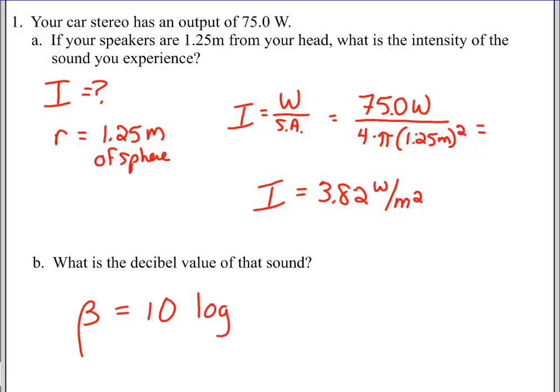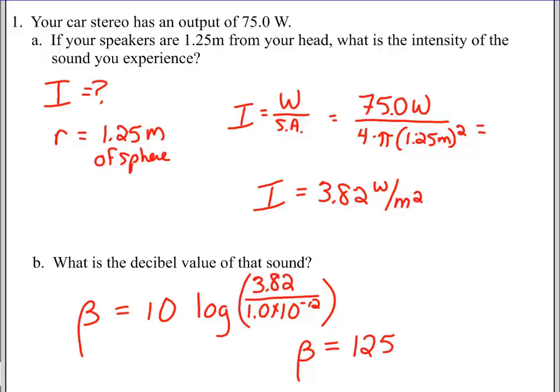We just found I, so that's 3.82. And I0 is our threshold of intensity, so that's 1.0 times 10 to the negative 12. So we're going to take the log of that and then multiply it by 10. Again, pause this, calculate it, and let's compare what you get with what the answer is. Hopefully what you found is you get 125.8 decibels.